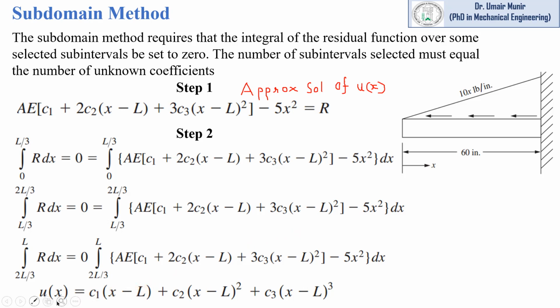So we have assumed this approximate function for axial displacement ux. When we put in the values of C1, C2 and C3 in this axial displacement function, we will get the axial displacement ux at any point on this rod.